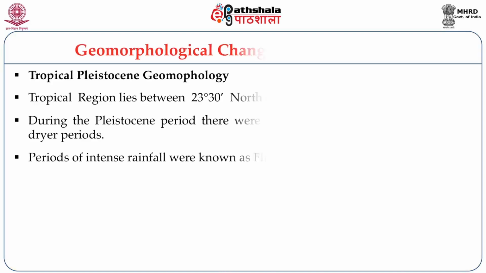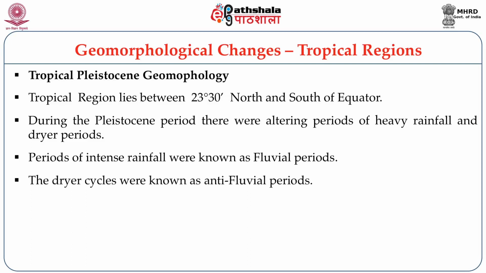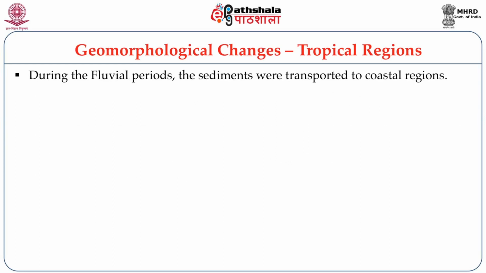The periods of intense rainfall were known as the fluvial periods, and the periods of lesser rainfall were known as the antefluvial periods. So these drier cycles were known as the antefluvial periods. During the fluvial periods, because of the heavy rainfall, several changes have occurred. One of the effects is transportation of the sediments. When heavy rainfall was occurring, because of the heavy flows, the sediments located especially in the interior regions of the lands were transported to the coastal regions.